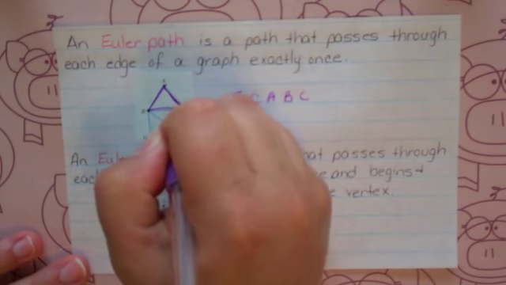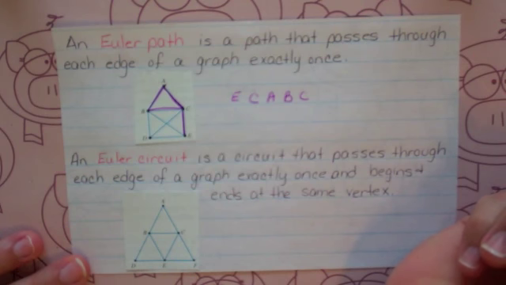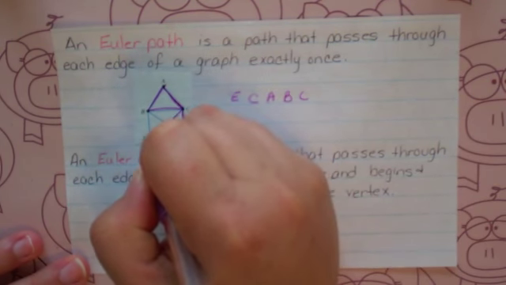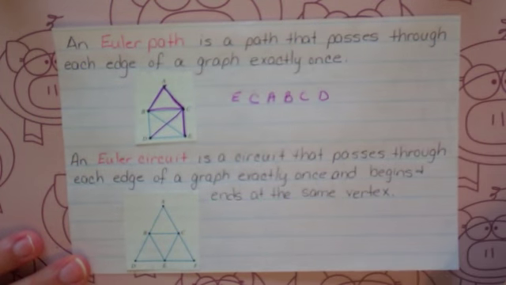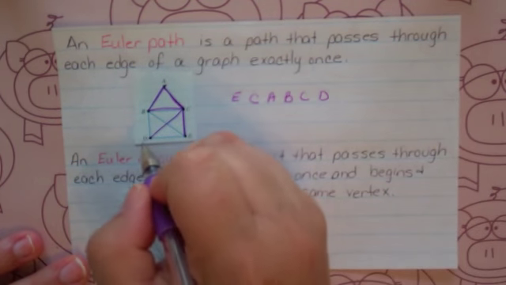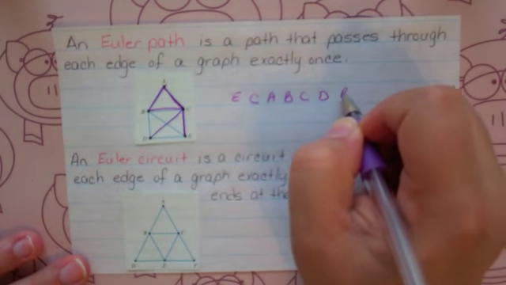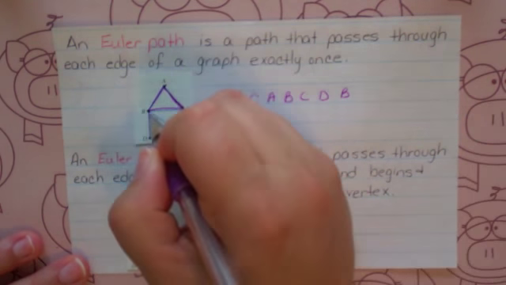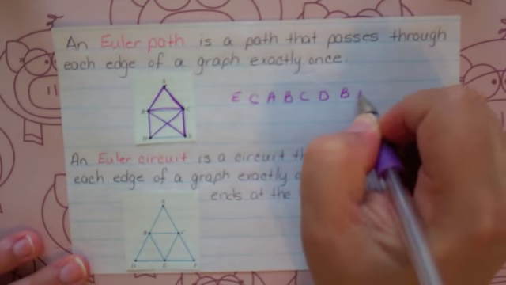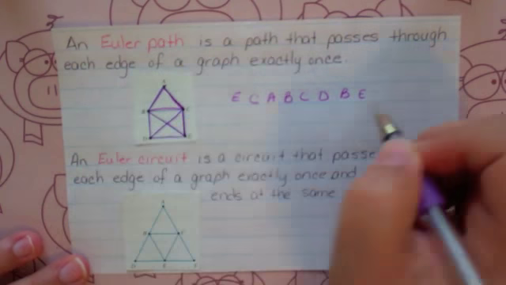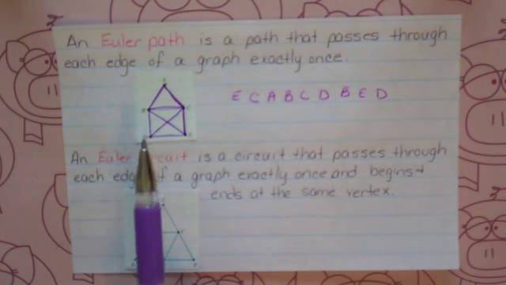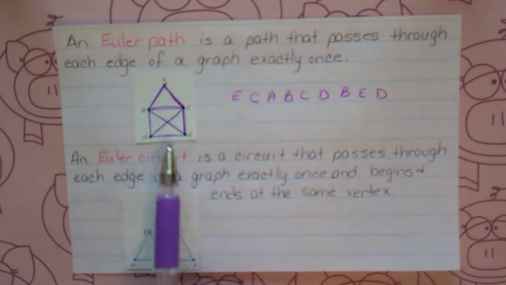B to C. All right, now from C, kind of stuck here, I gotta go to D because remember I can only travel an edge once. Well, from D, let's go back to B. Let's cover this edge. And now I think we're home free. From B, go to E. And from E, go to D. And that's an Euler path because notice I went through each edge once. And I had to follow them in sequential order.